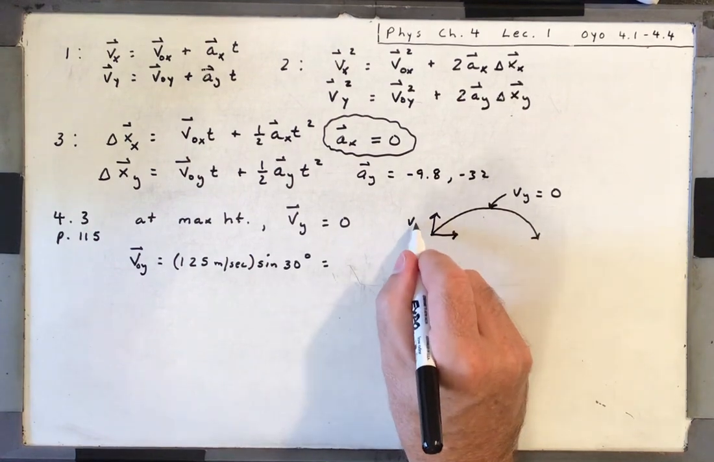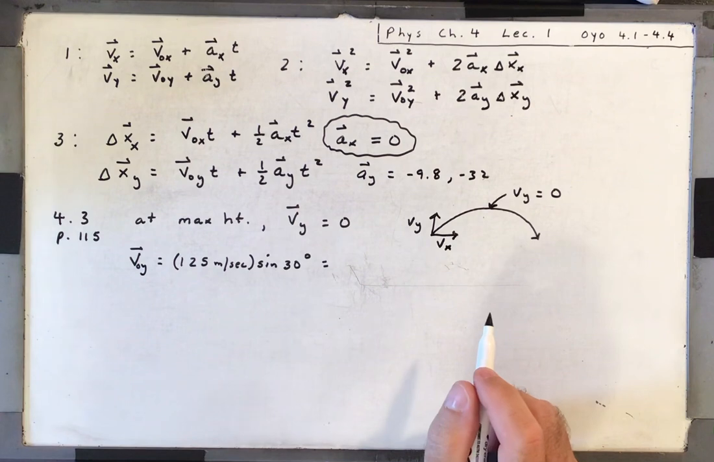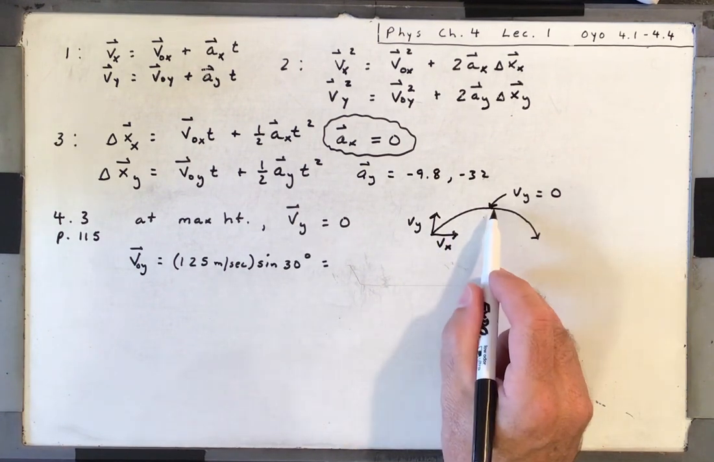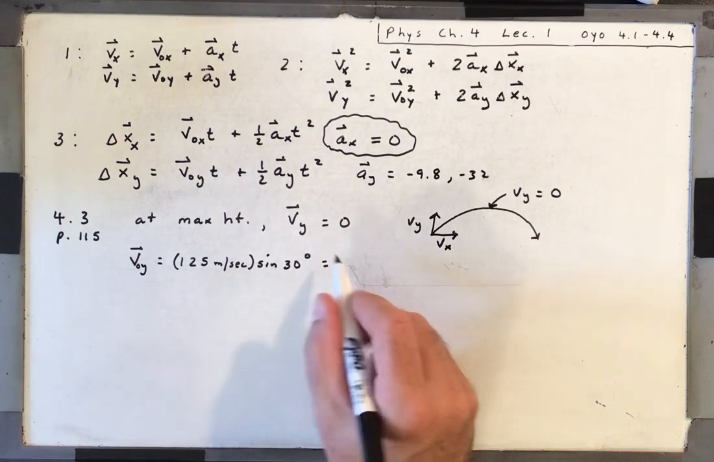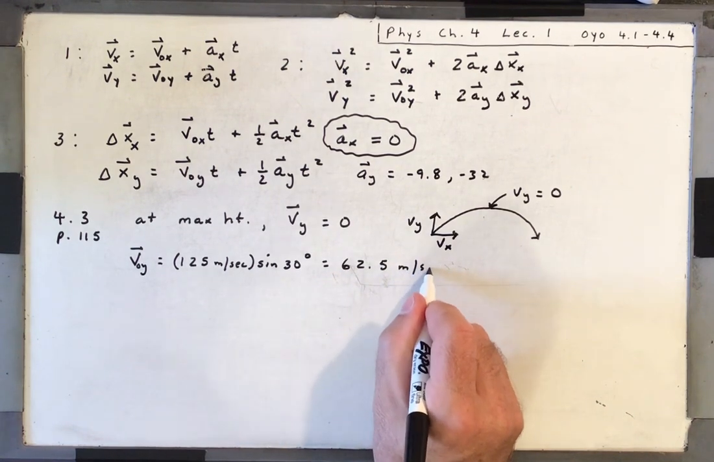Okay, that's v sub y, that's v sub x. And remember, v sub x never changes. V sub y does change and eventually gets to 0. So 125 times the sine of 30 degrees is 62.5 meters per second.